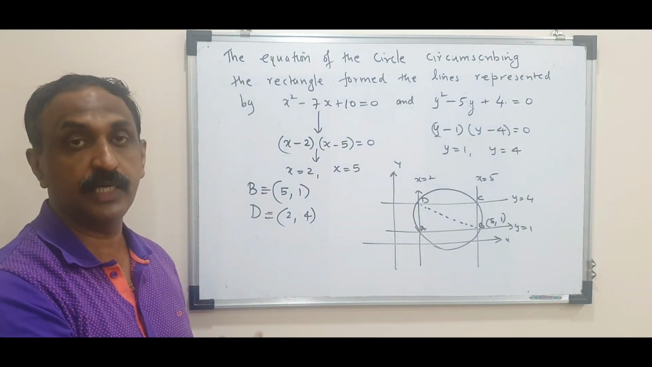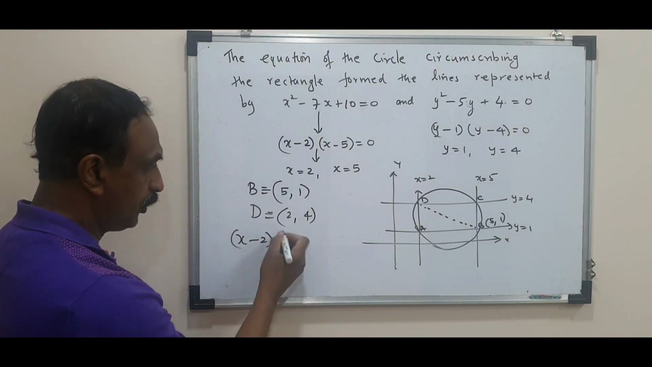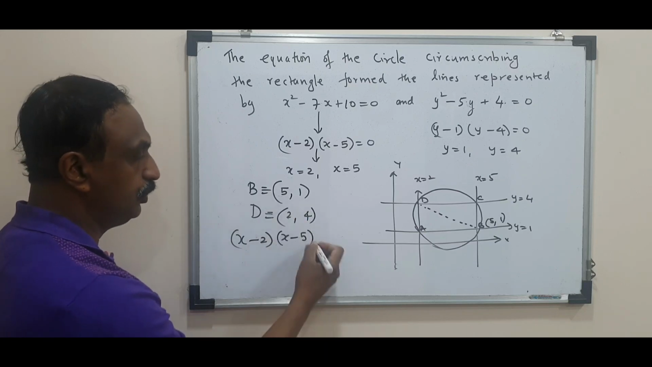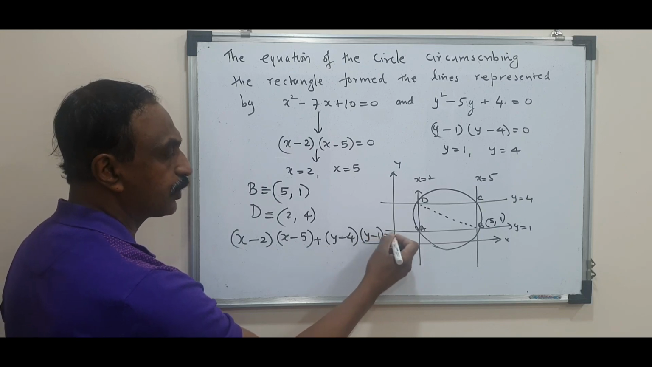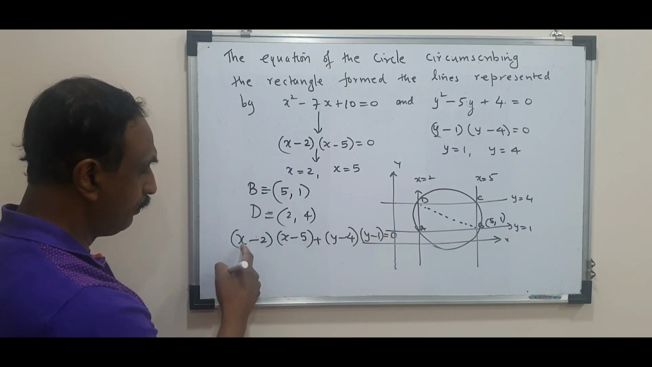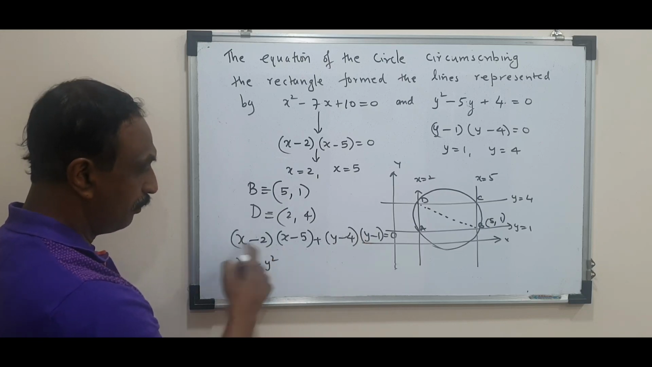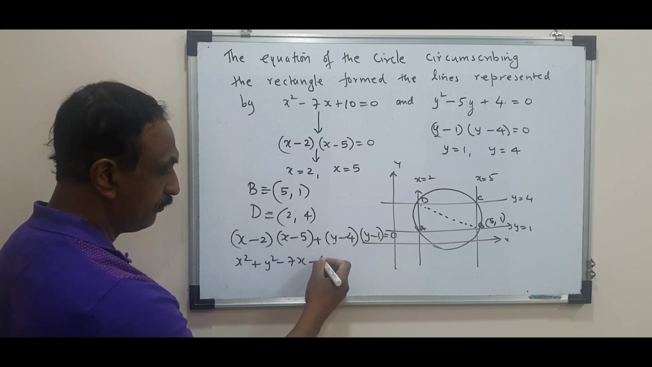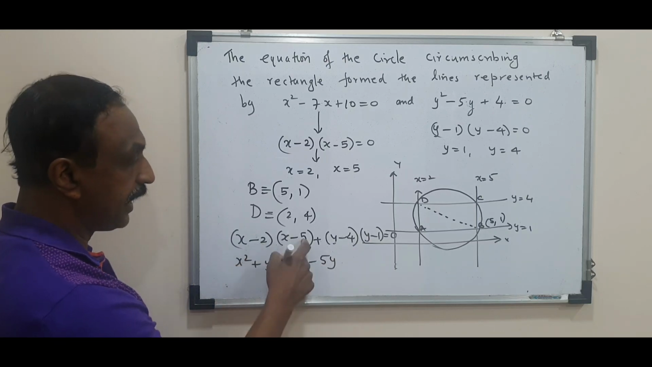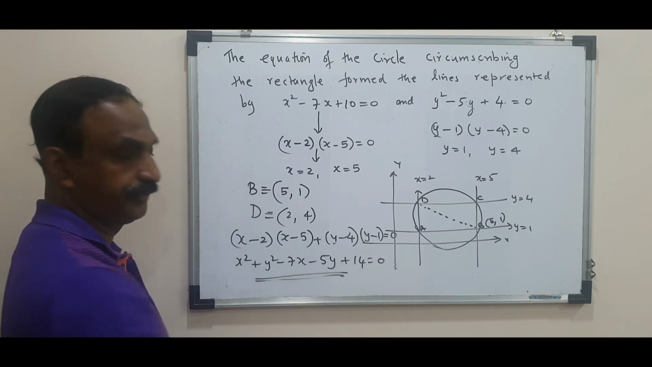So the equation of the circle in diametric form is (x minus x1) into (x minus x2) plus (y minus y1) into (y minus y2) equals 0. So your equation will become x square plus y square minus 7x minus 5y, and the constant will be 10 plus 4, so 14. This will be your answer.